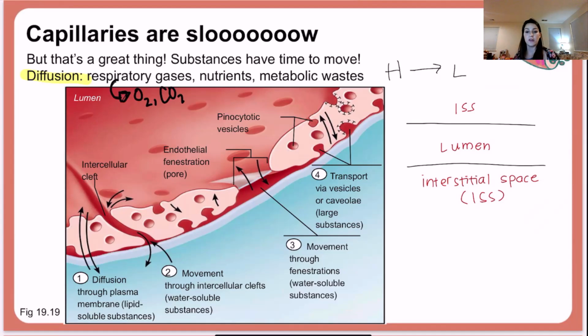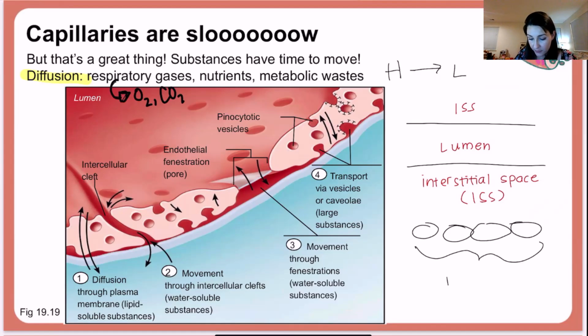So we travel through all of that interstitial fluid, and then we'd have our tissue cells. And these are the tissue cells, whatever tissue that we're in. We'll put cute little nuclei in there. Okay, so how exchange will happen is that we want to leave the blood vessel or enter the blood vessel, travel through that interstitial fluid or interstitial space, and then to our tissue cells.